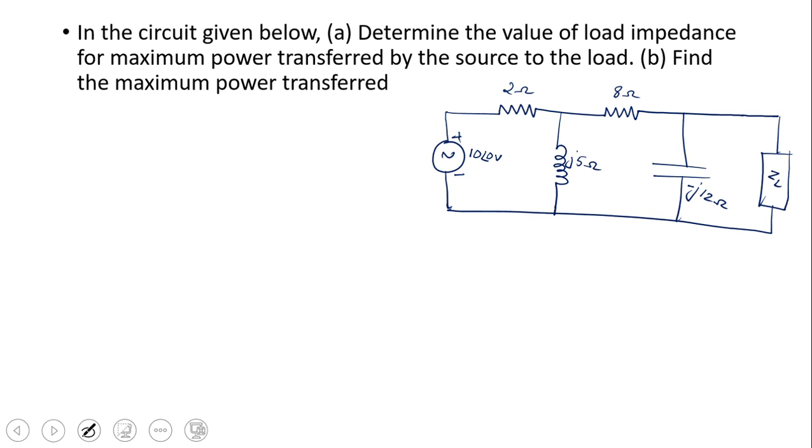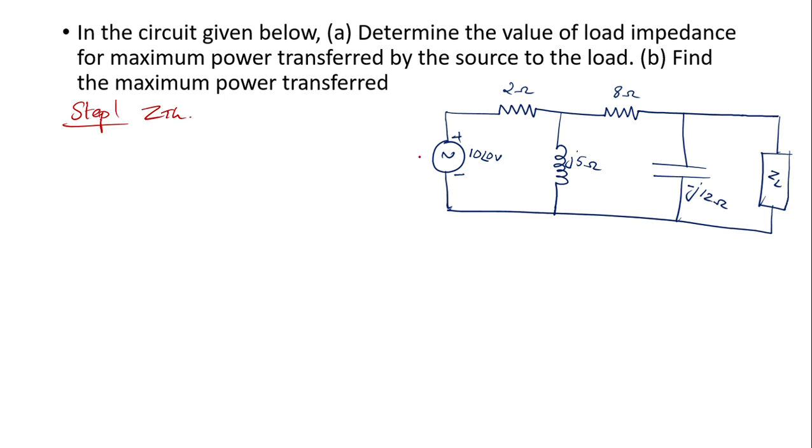And then the second step is to find out the value of the load resistance. For DC circuits, the load resistance was equal to the source resistance. But in this case, the load impedance will be equal to the complex conjugate of the source impedance. Okay, so we can just go through step 1. We are going to find out ZTH.